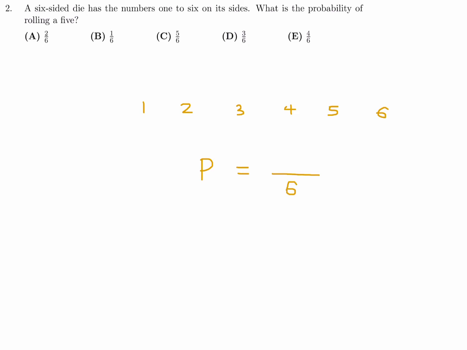6 possible choices. The numerator, what goes in the top, is the specific condition. Our specific condition is that we want to roll a 5. How many 5s are there? Well, there's only one 5, so 1 goes here. 1 over 6 is the answer. So number 2, that would be B.